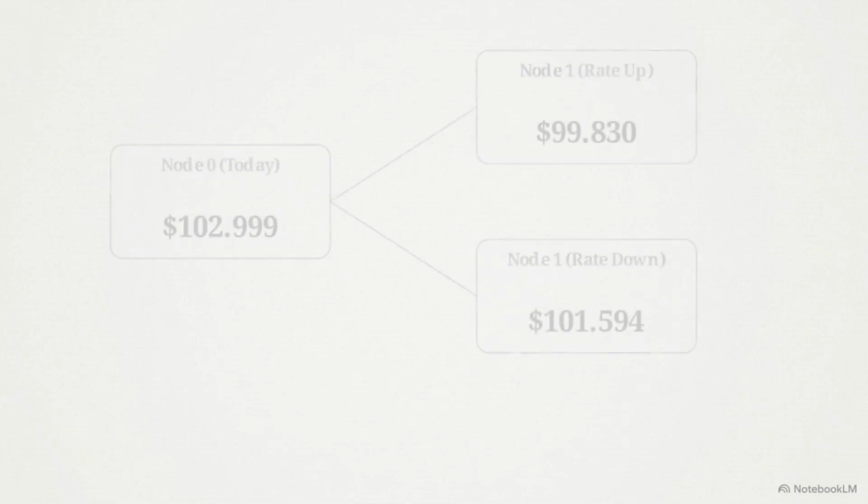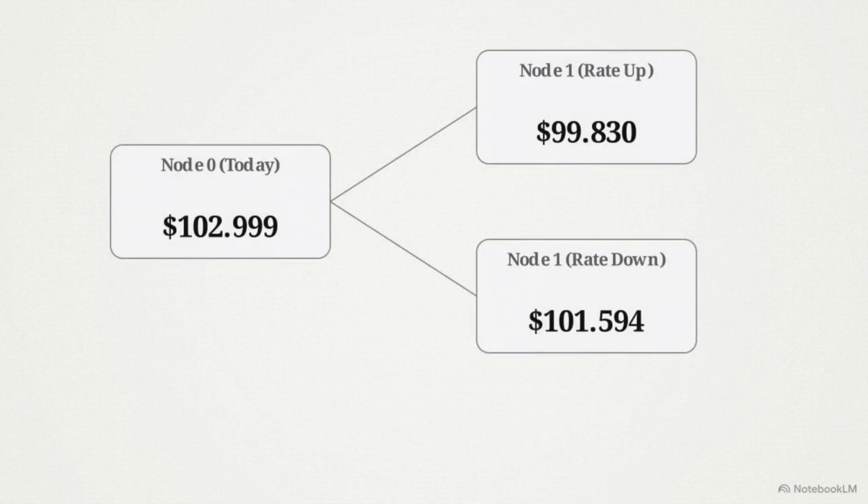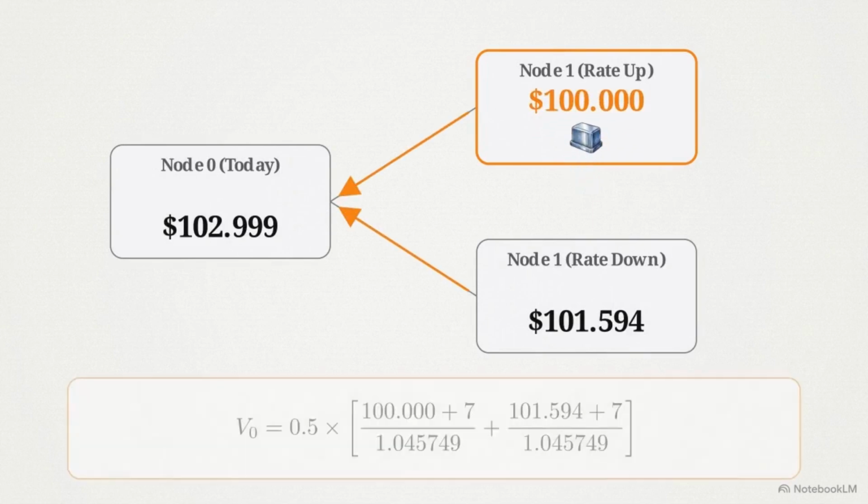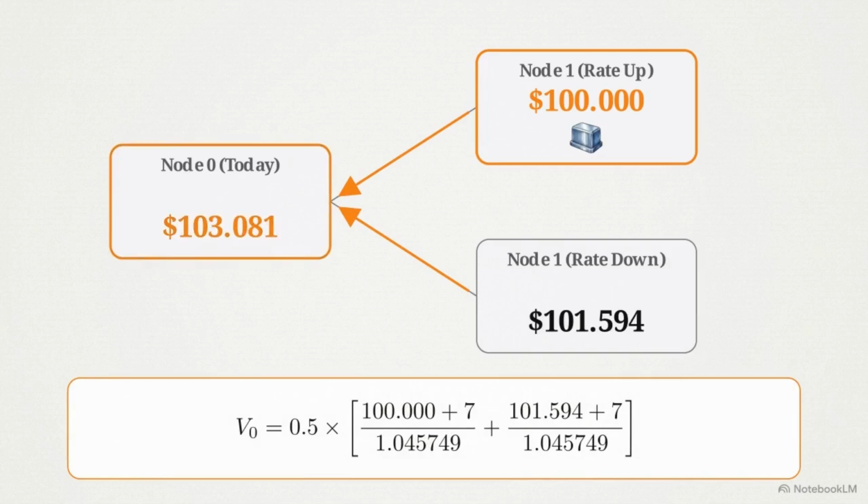Puttable bonds use the opposite logic. The investor exercises the put if the node value falls below $100, creating a hard floor. This floor pushes the 99.83 node value up to 100, resulting in a higher overall bond value of 103.08.